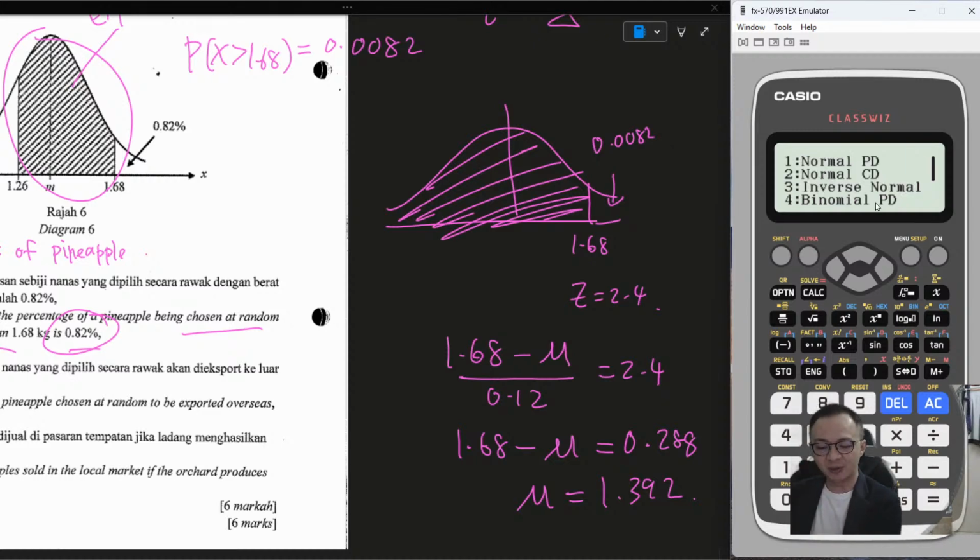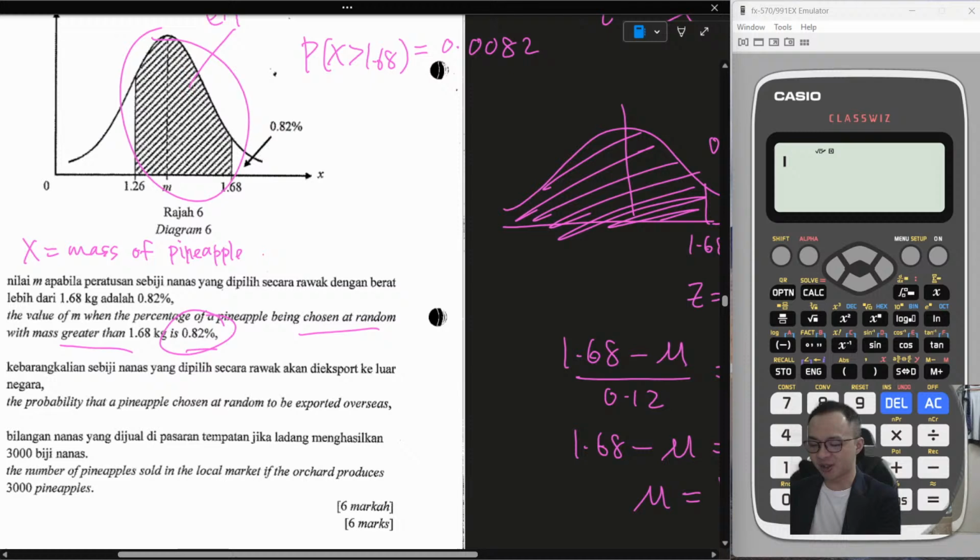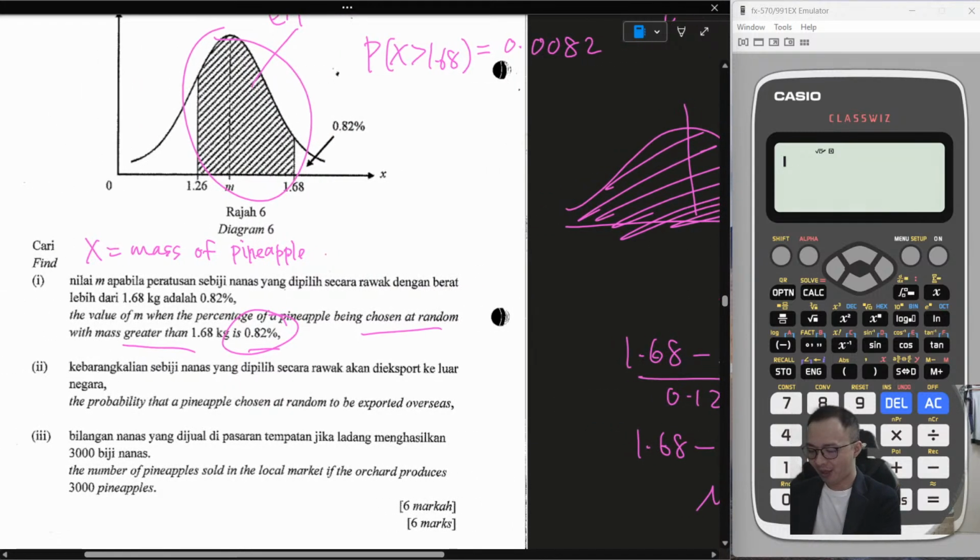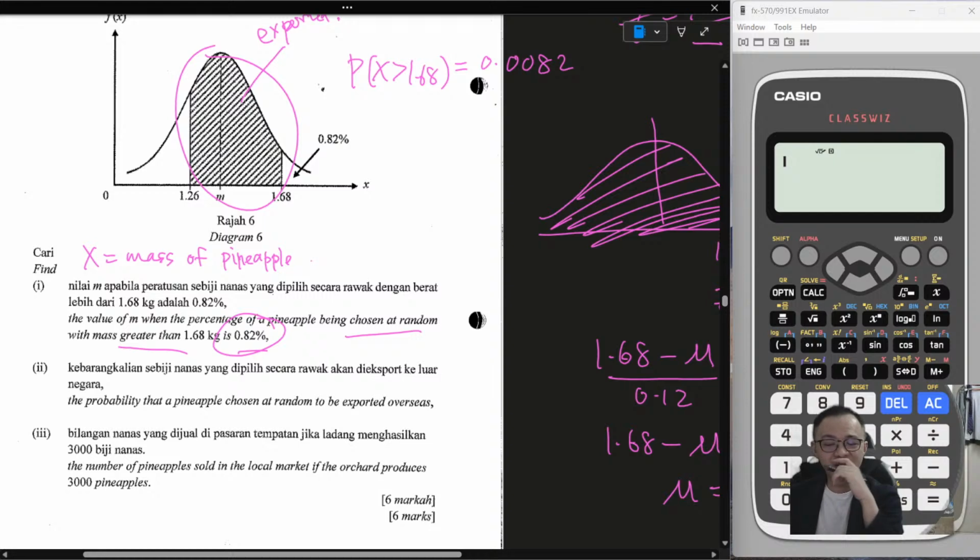I believe normally in SPM you will only use normal CD, inverse normal, and normal PD. Only 2, 3, and 4 you will use. So you won't use the first one. The first one, PD, I think is probability density, something like that, for higher level. So all of this I do make a specific video to teach how to use it. So you can just go search. It's very easy. And then I provide an example also, so that students not only know how to use it, but also know how to apply it to the question. Okay.